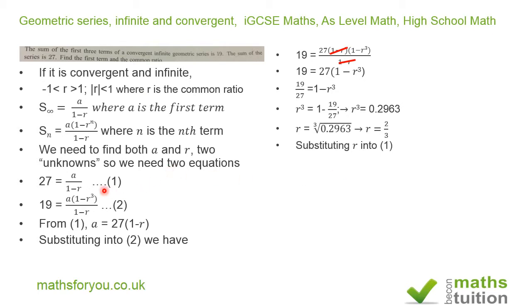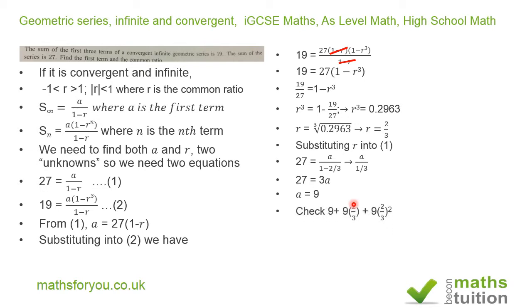Now if we then substitute r into equation 1, okay, we then have that 27 is equal to a divided by 1 minus 2/3, or the same as saying a divided by 1 over 3. So that gives us that 27 is equal to 3a. If we then divide both sides by 3, that gives us a with a value of 9.